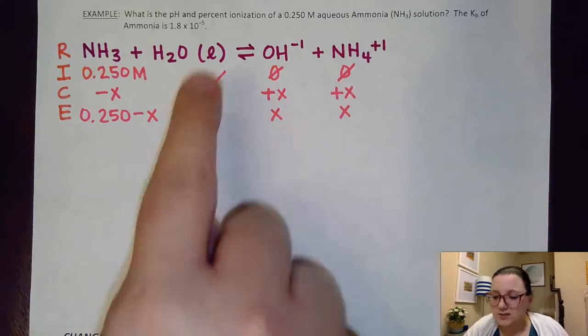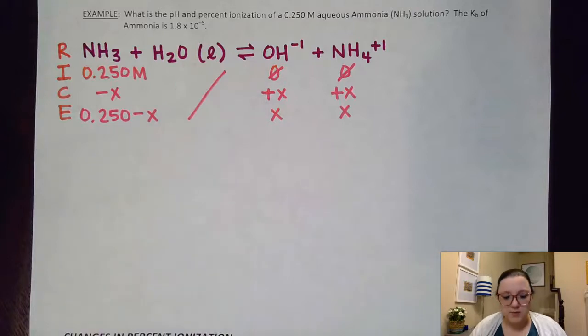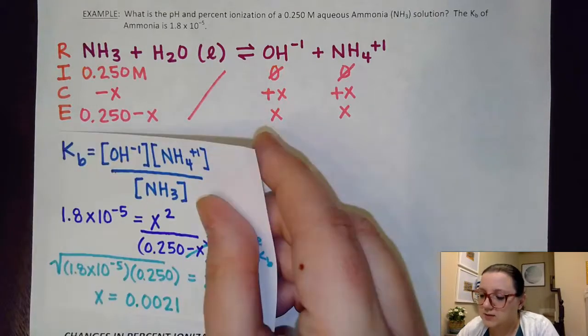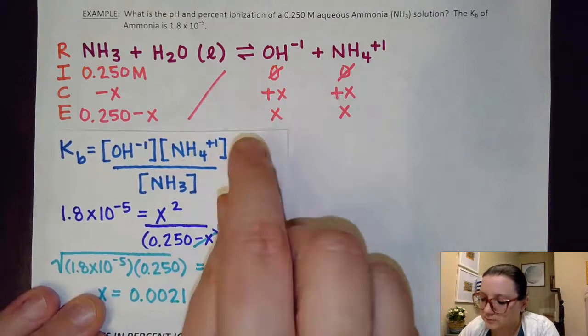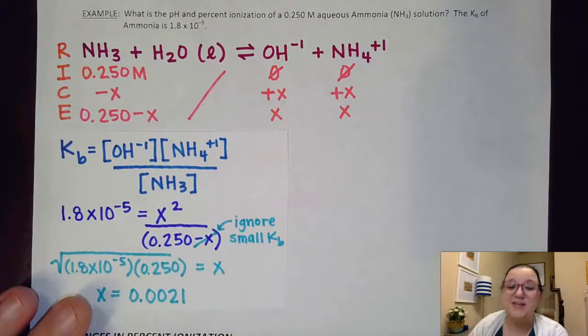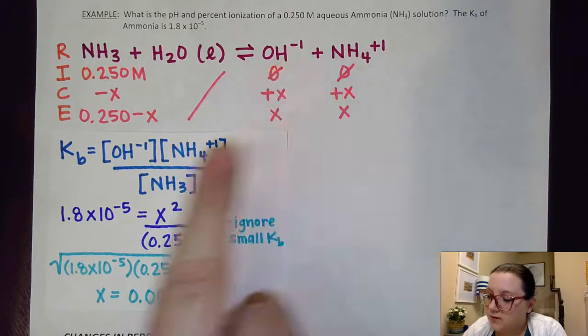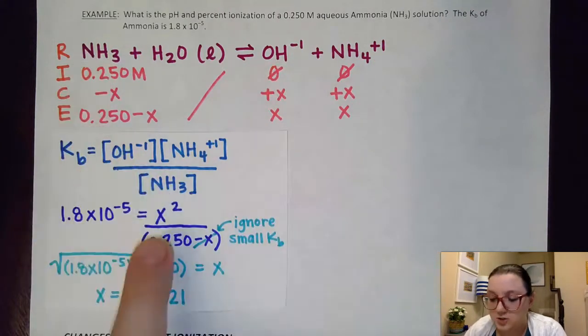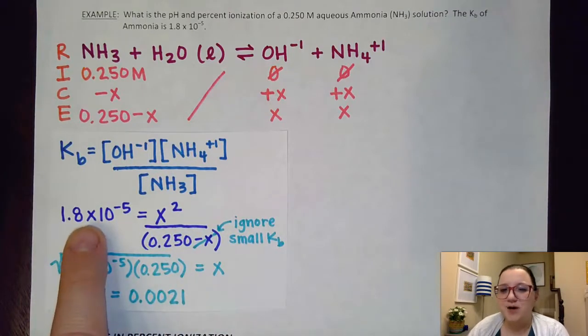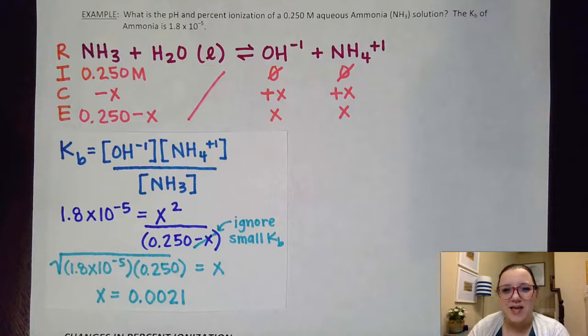Again, notice I did not include water here because it's a pure liquid. So when I wrote my Kb expression here, first off, notice I did put Kb instead of Ka since it was a base, but I did my products over my reactant just like I did before. And what's interesting about this one is that the Kb value was actually the same as the Ka of acetic.